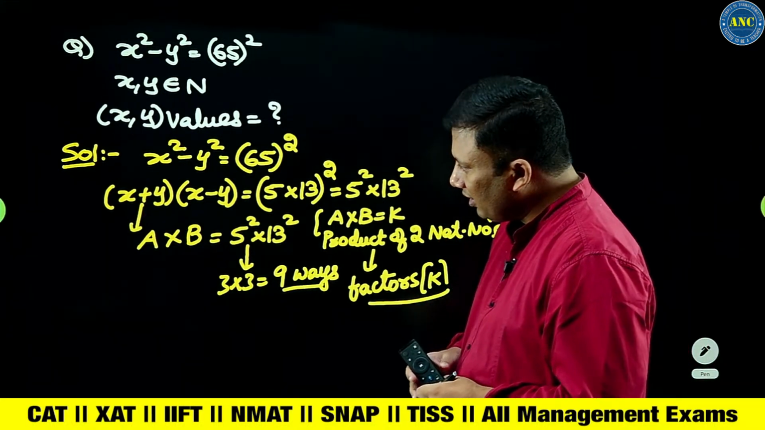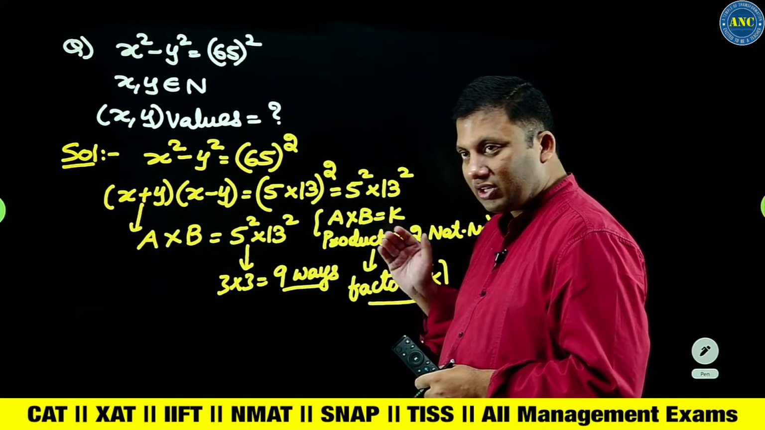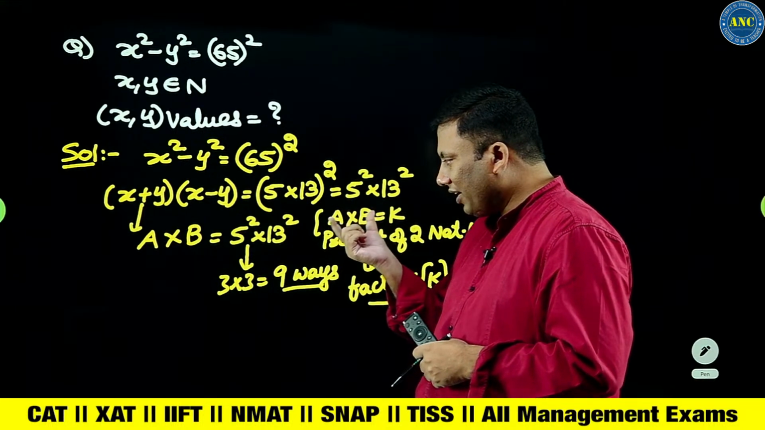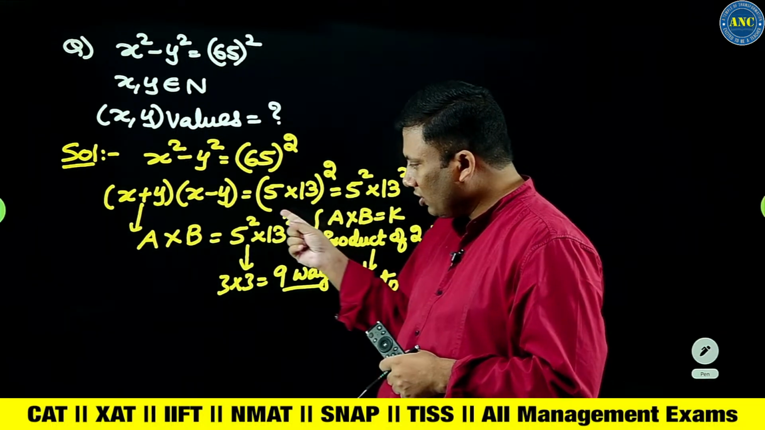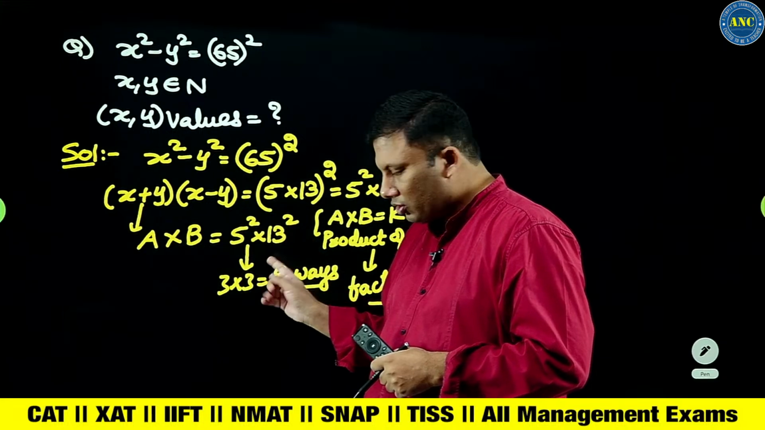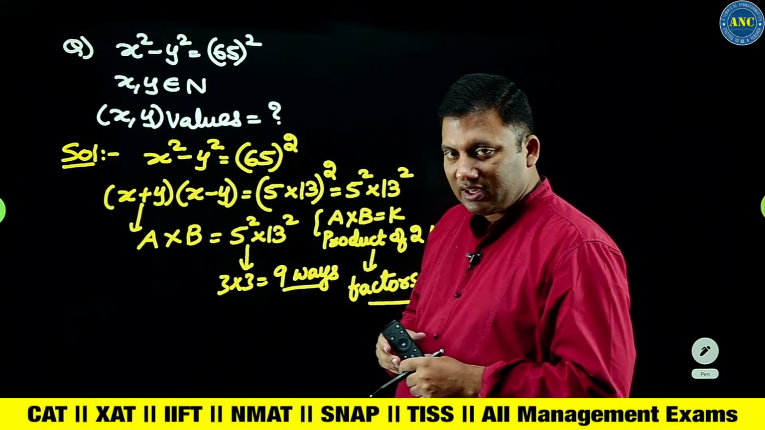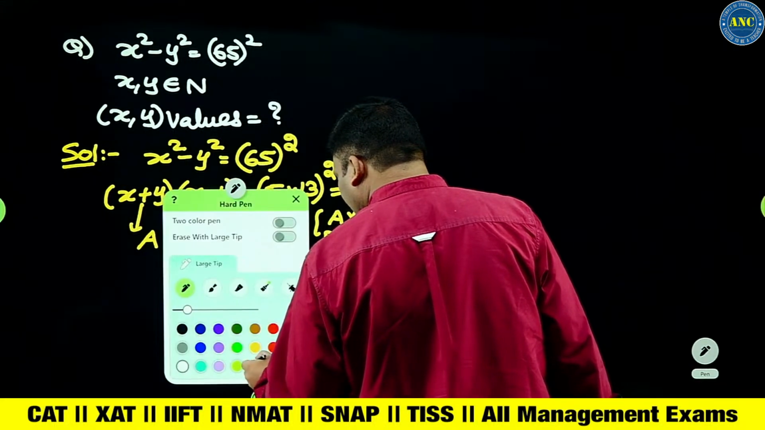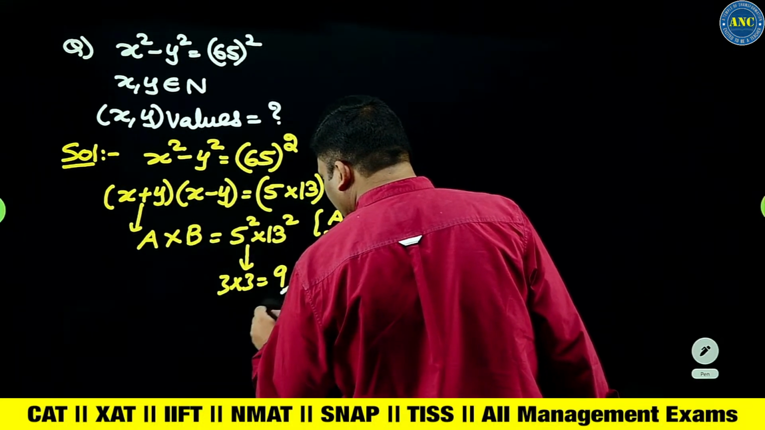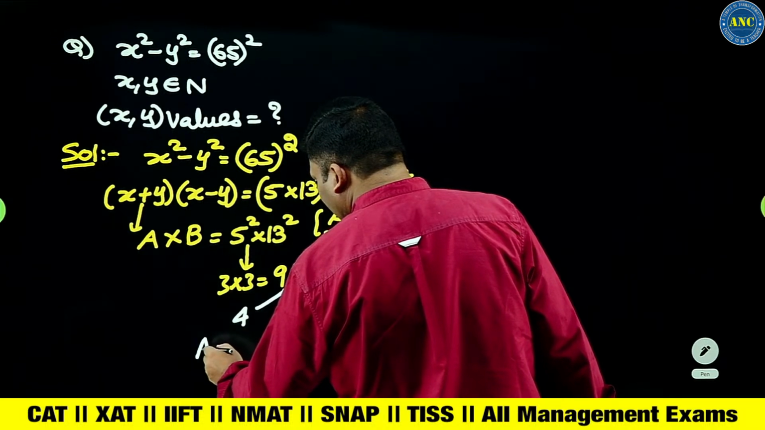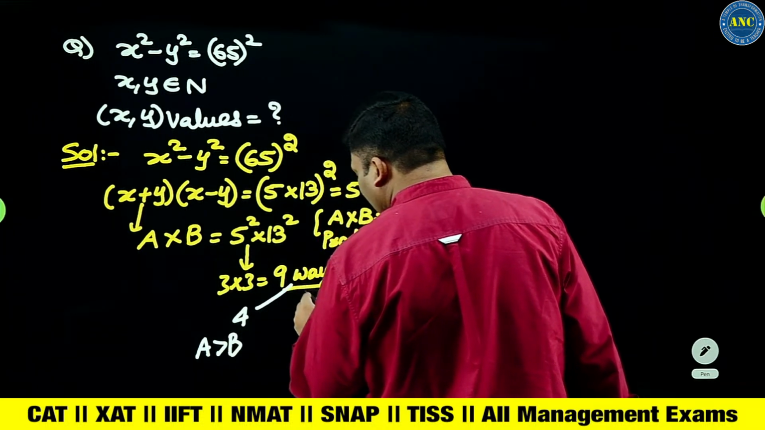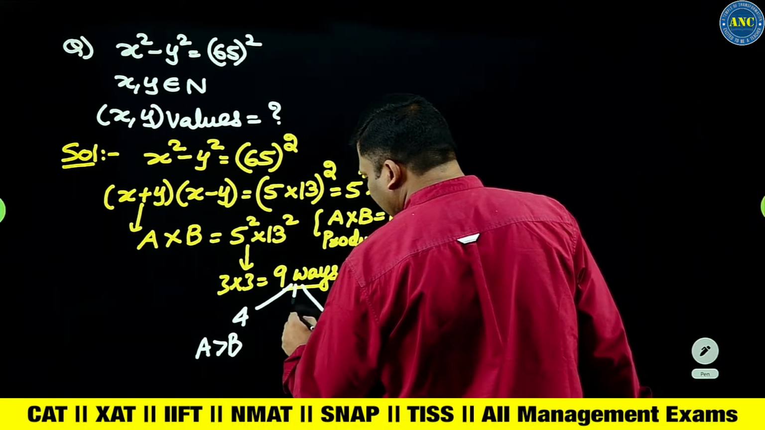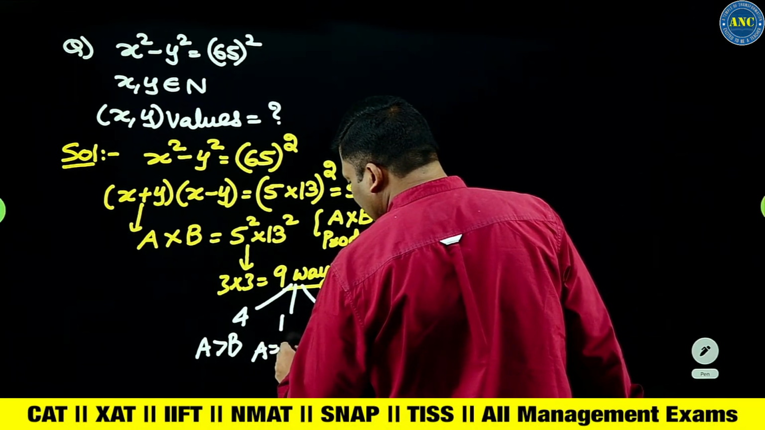X plus y, if I call it A, x minus y, if I call it B, A into B is equivalent to 5 square into 13 square. 0 to 2, 3 cases, 0 to 2, 3 cases. Total 9 ways I am getting. In these 9 ways, there will be 4 ways where A is greater than B. There will be 4 ways where A is less than B. There will be 1 way where A is equivalent to B.